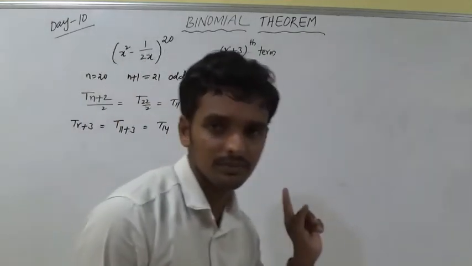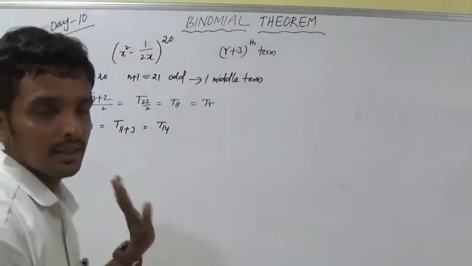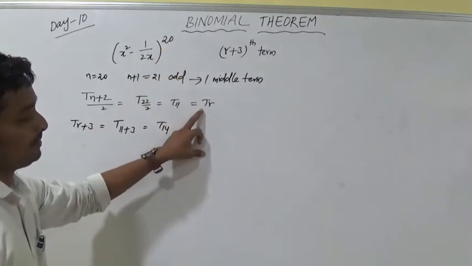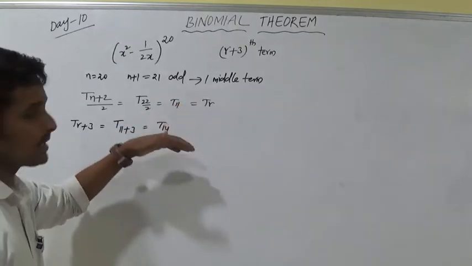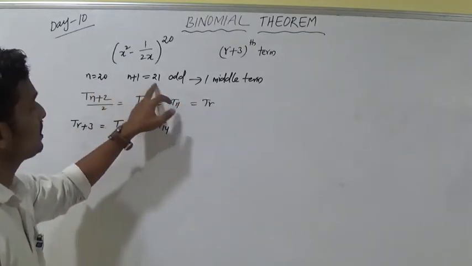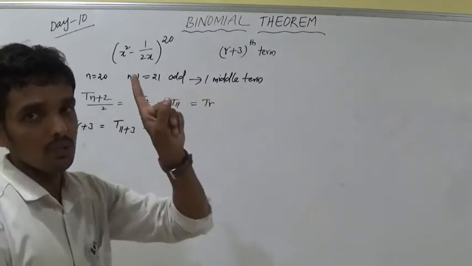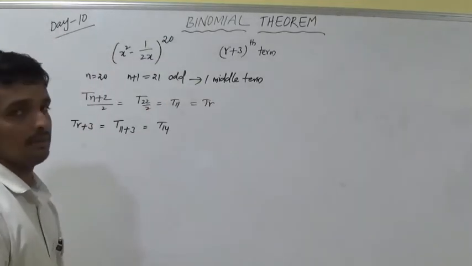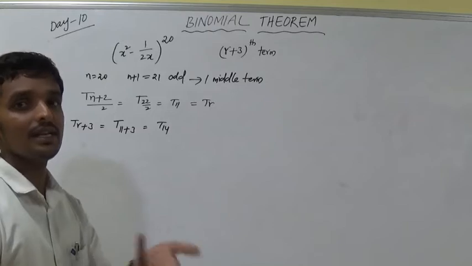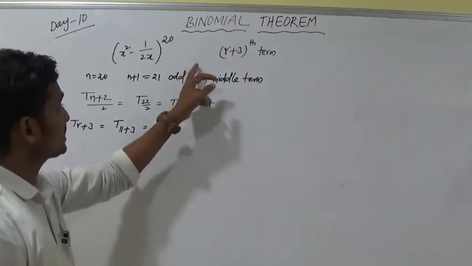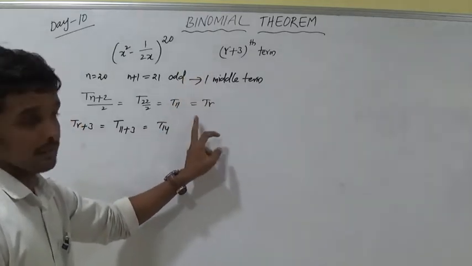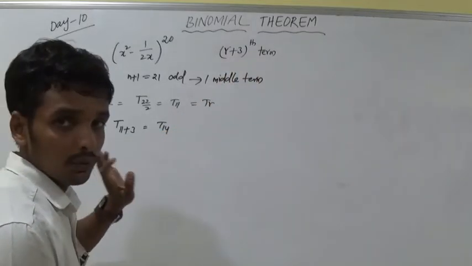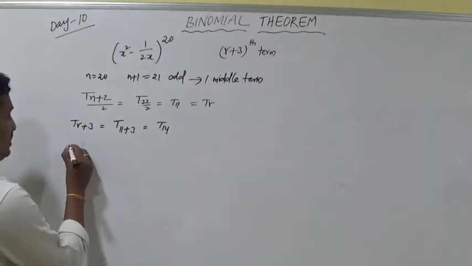Have you observed this? Have you understood this? Again, they are asking the middle term is the rth term, so I am finding the rth term. N is equal to 20, n plus 1 is equal to 21, so it has only one middle term. The middle term is t11, and t11 is tr, so r is equal to 11. They are asking for the r plus 3 term, so 11 plus 3 is equal to 14. We are finding t14.